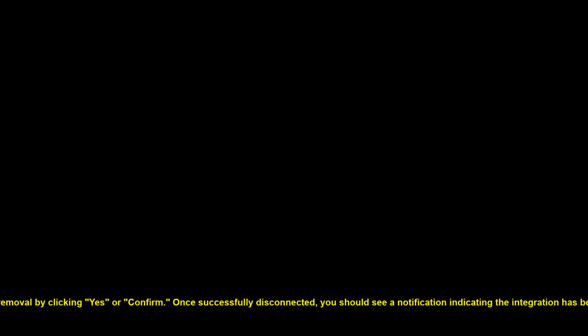Locate the integration that you wish to remove. Next to the integration, you will see an option to disconnect or uninstall. Click on the Disconnect or Uninstall button. A confirmation prompt may appear, asking if you are sure you want to remove the integration. Confirm the removal by clicking Yes or Confirm.